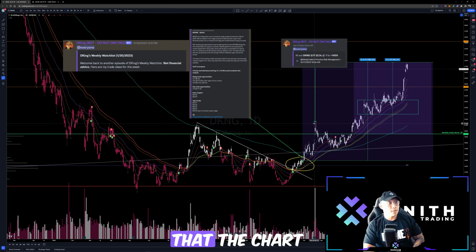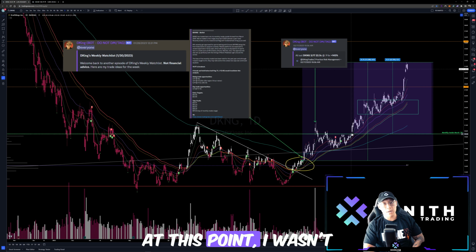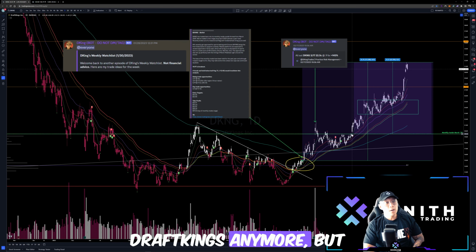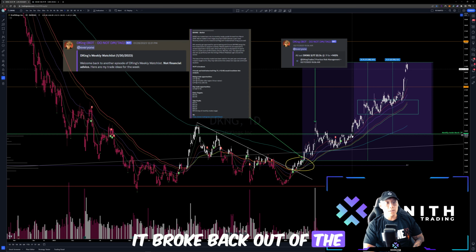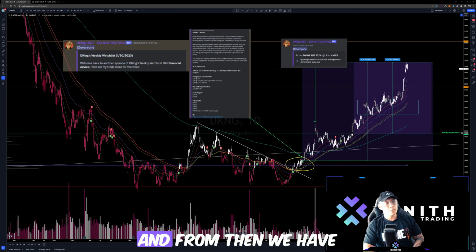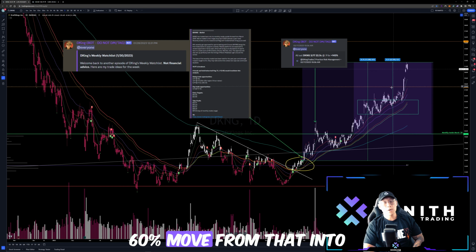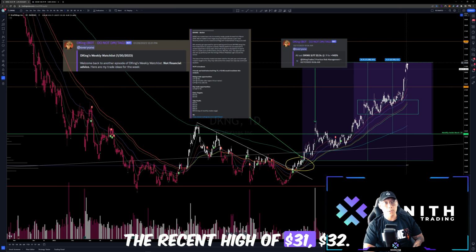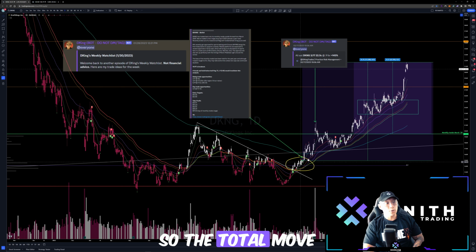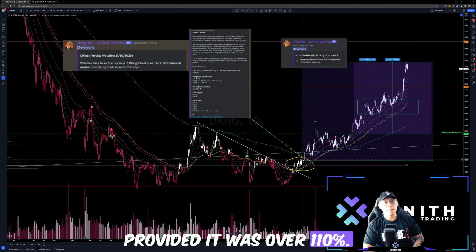Now you also notice that the chart pulled back a bit. Trend was still holding. At this point, I wasn't really watching DraftKings anymore, but it broke back out of the monthly inside range. And from then, we have seen another 50% move, 60% move from that into the recent high of 31.32. So the total move provided since I added it to the watch list was over 110%.